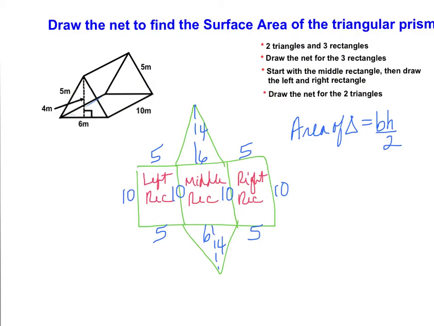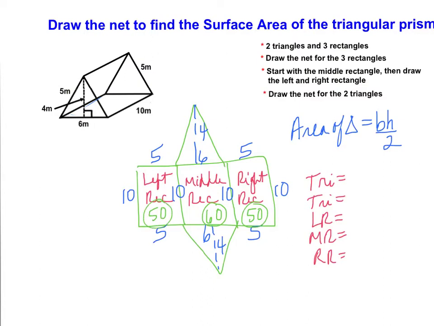So here's what I actually do. I actually write down triangle, triangle, left rectangle, middle rectangle, right rectangle. Let's go ahead and find the rectangles. 6 times 10 is 60. 5 times 10 is 50. 5 times 10 is 50. Now I'm actually going to put them in. Left rectangle 50, middle 60, right 50.